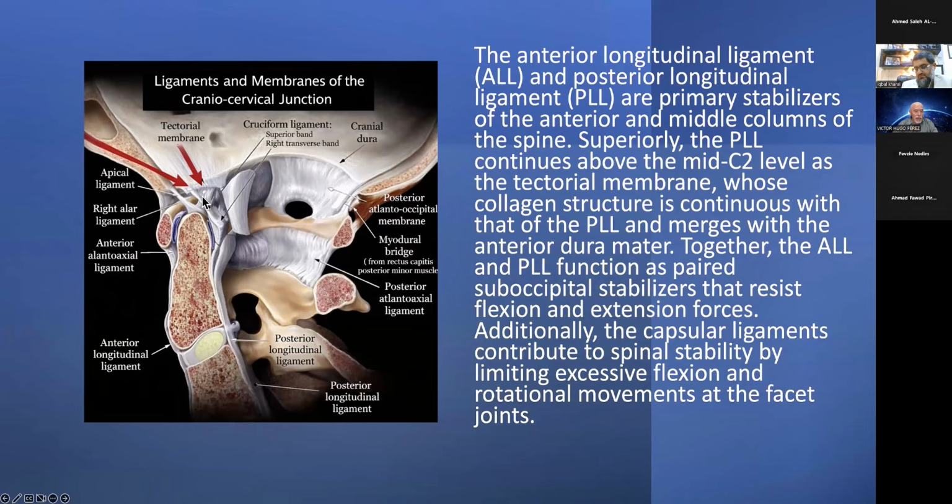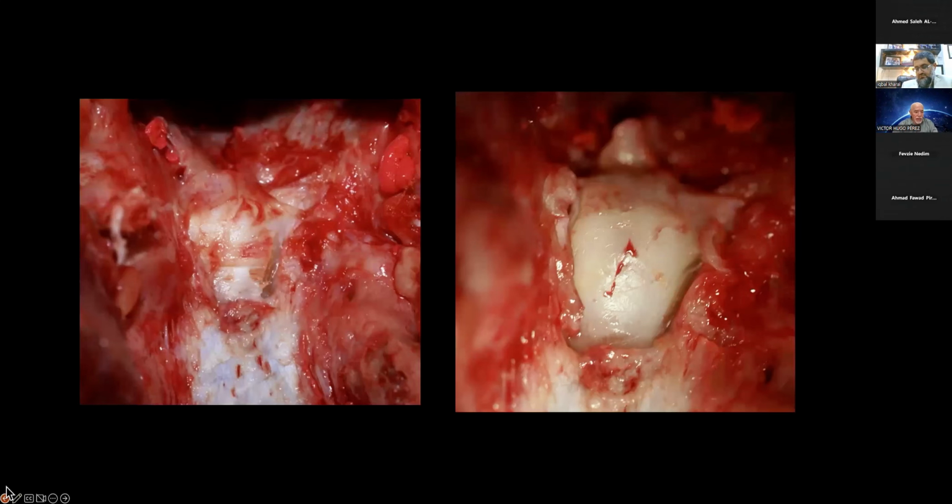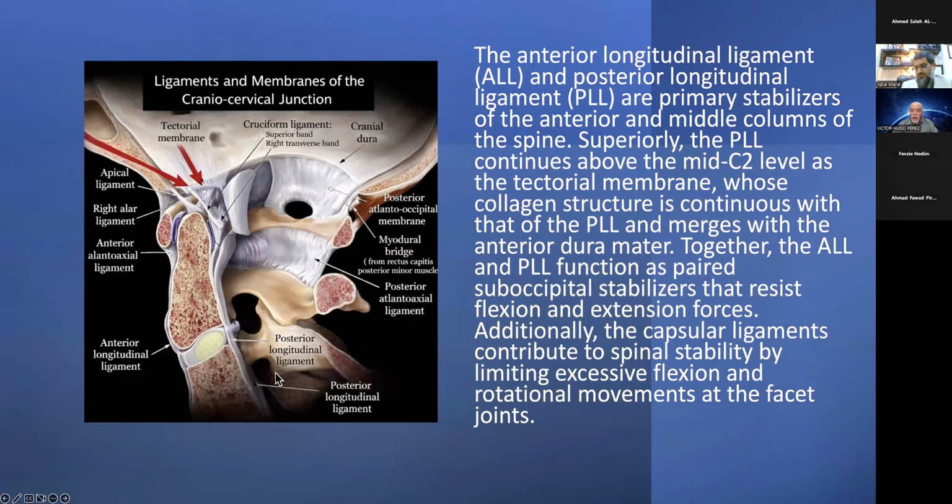In this picture, we can see a tectorial membrane, a cruciform ligament, the anterior longitudinal ligament in front of the cervical vertebrae, and the posterior longitudinal ligament. They are primary stabilizers of the anterior and middle columns of the spine. Superiorly, the posterior longitudinal ligament continues above the mid C2 level as the tectorial membrane.